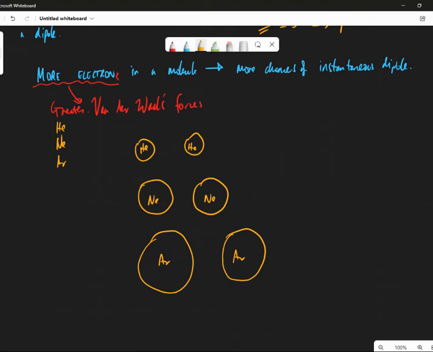Do all non-polar molecules have this type? There are levels to this.